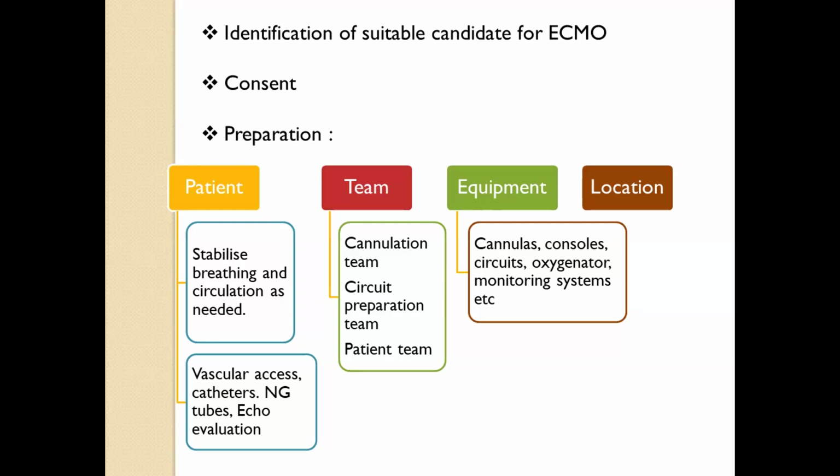Then the right equipment. We need to have the right cannulas, right consoles, circuits, oxygenators, all the systems that are required to run the process of ECMO for this patient. That has to be decided based on what our endpoints are and what it is that we're trying to achieve in that particular patient. And then the location.